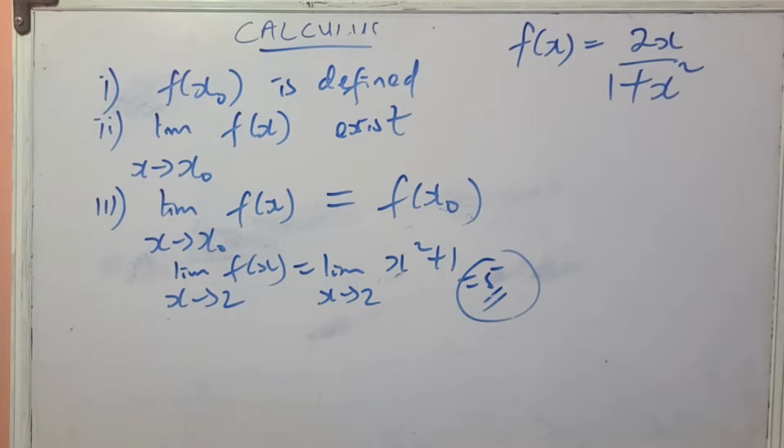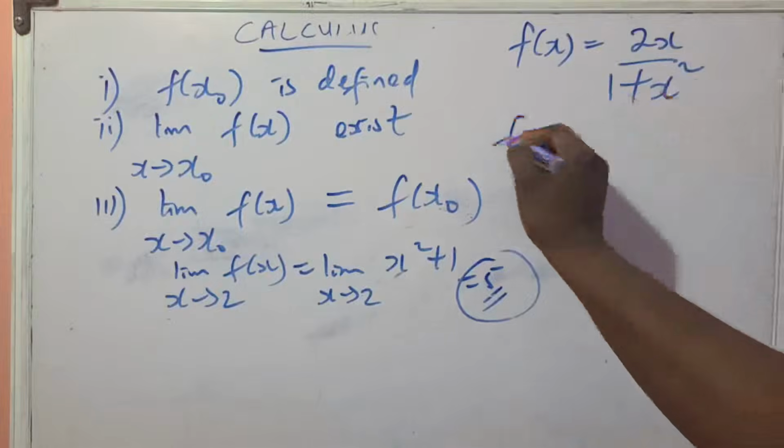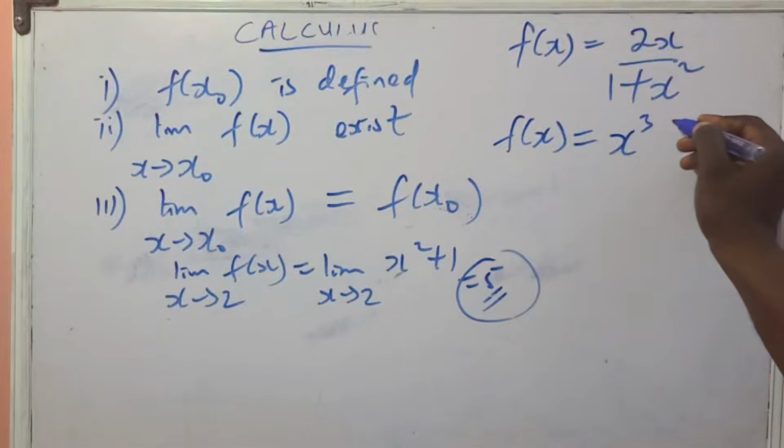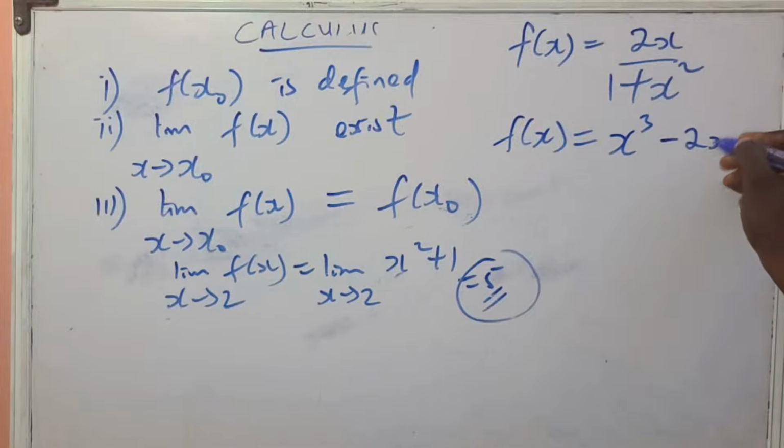Now, let me write another one. Imagine you had your f of x equal to x cubed minus 2x. All right, is this function continuous or not? Could you identify any point where this function is not going to be continuous? Do you know any point where this function will not be continuous?